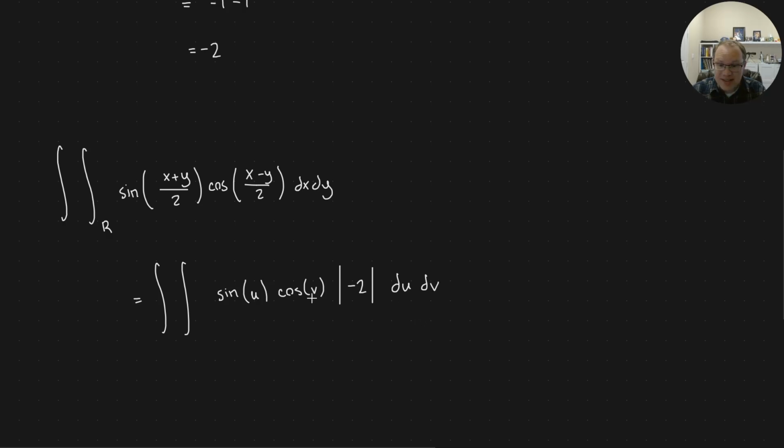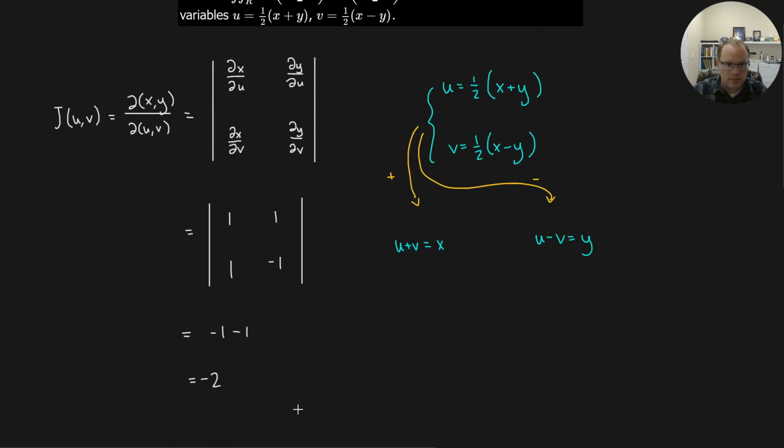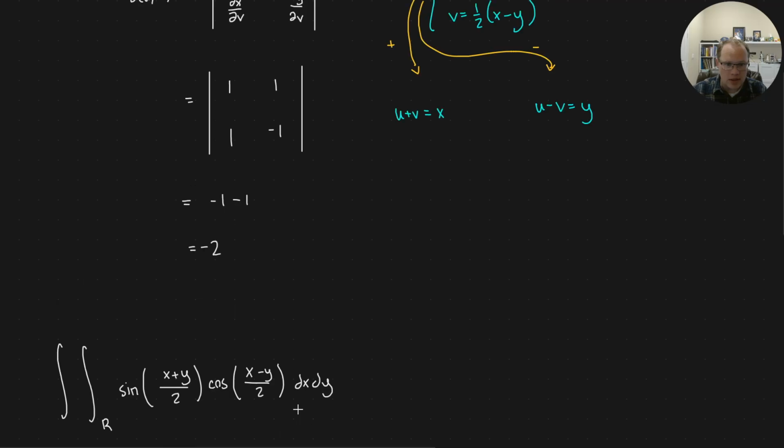Okay, what we still need to find are the limits of integration. We know we're going to be over a new space in our UV space. So we need to translate R to our new space, R star. Okay, our new region in UV space. Okay, so let's illustrate that.